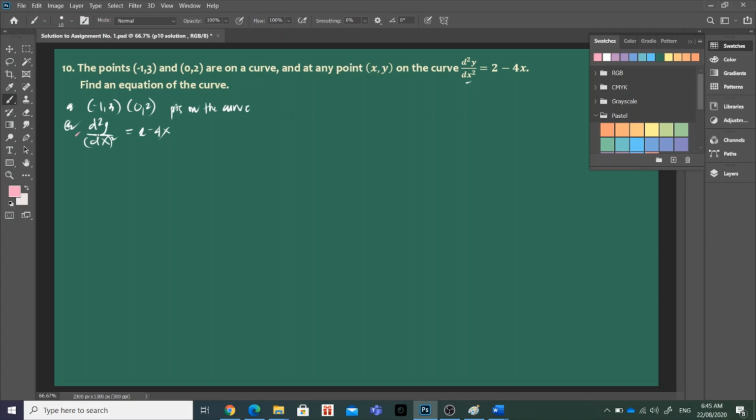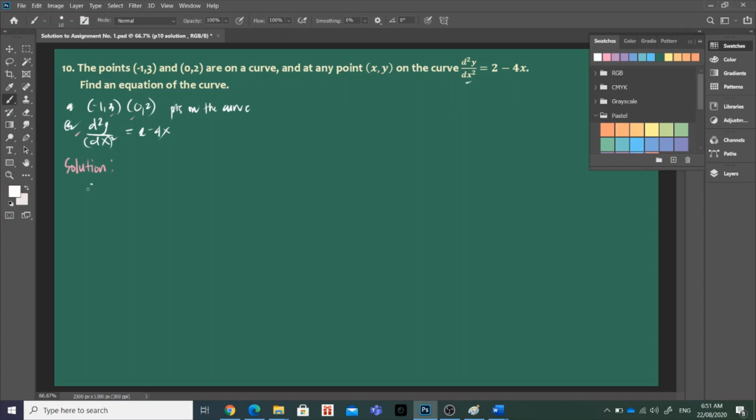Okay, so we have two equations with two unknowns. So, ang gagawin natin, isa-substitute natin itong mga given condition dun sa ating curve to get c sub 1 and c sub 2. And after that, makukuha na natin yung equation ng curve. So, start na tayo.